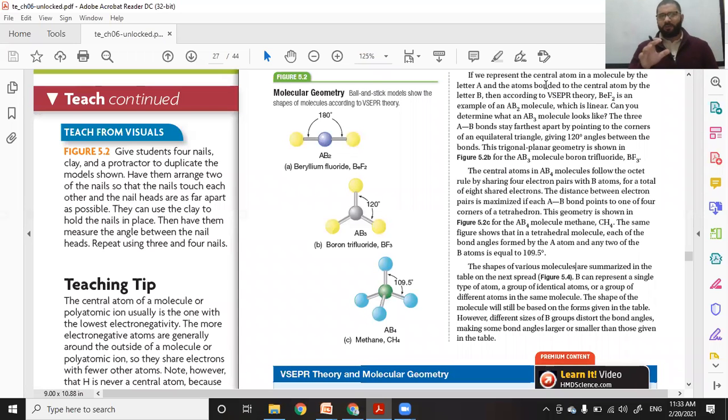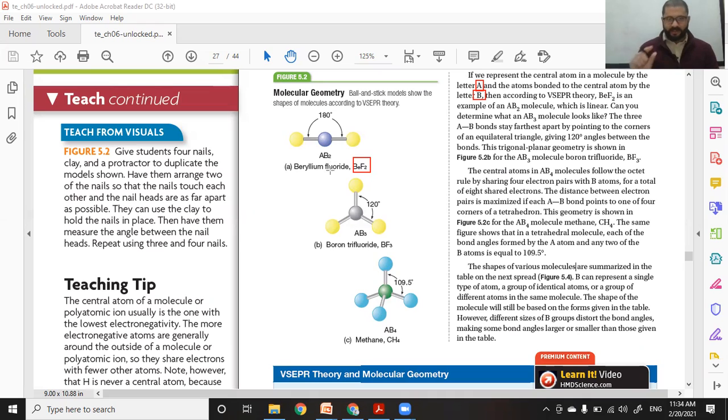Now we will discuss all this in a general representation. Dear student, look into this one. If we represent the central element, that is the beryllium, as the letter A, and the rest of the elements attached to the central element as B, then for BeF2, the general representation will be AB2.